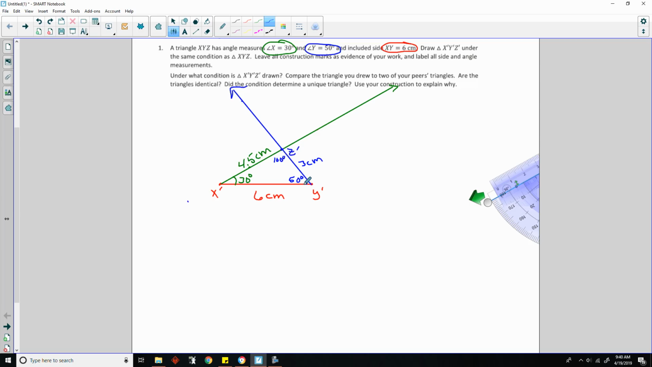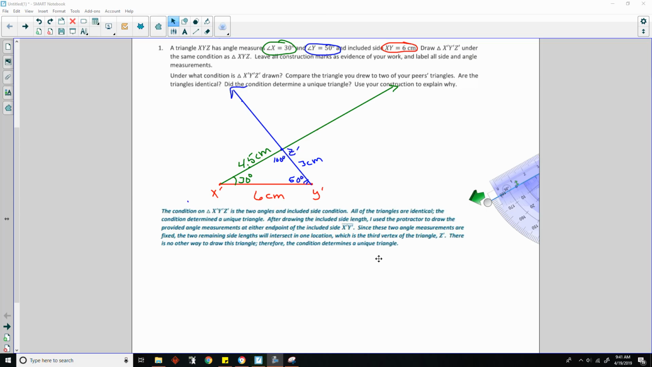Okay, I did not take any marks off. I'm not going to erase anything. That is my diagram of the triangle X prime, Y prime, Z prime. That has a 30-degree angle, a 50-degree angle, and a side included between the two given angles of 6 centimeters. And that is angle, side, angle. Okay, so it says under what conditions is this drawn? So the condition on triangle X prime, Y prime, Z prime is the two angles and the included side condition. Okay, two angles and the included side, which is called angle, side, angle, ASA.